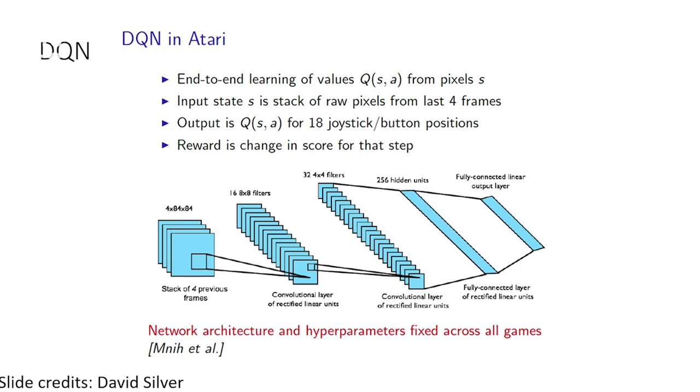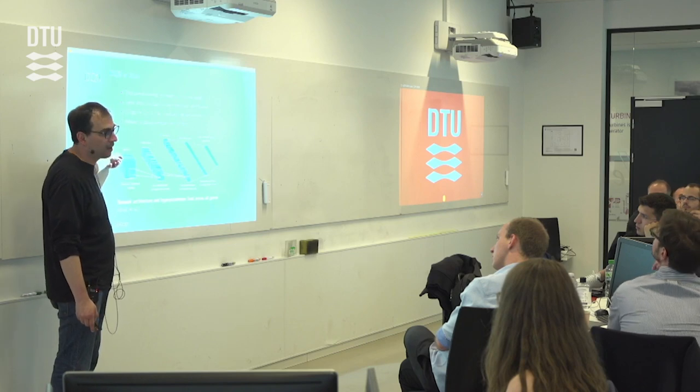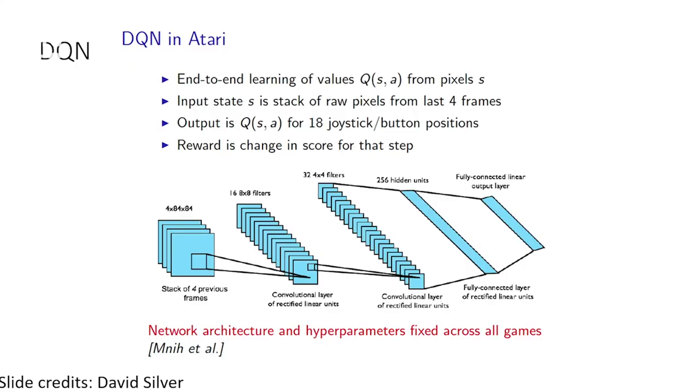Just to explain how DQN in Atari works: the input is a stack of the last four frames. That goes into a conv layer, then another conv layer, then a hidden unit and a fully connected layer. There are only a few actions in Atari: you can go up, down, right, left, and then you can click the buttons, and that's about it. So the network is not really complicated, but it's also not trivial. And do note that there is no semantic parsing. You just take the image. You don't try to understand it. Just take the last four images, and that's it.